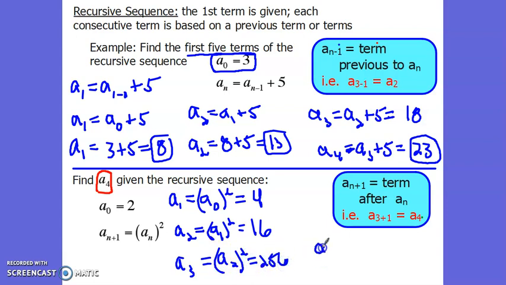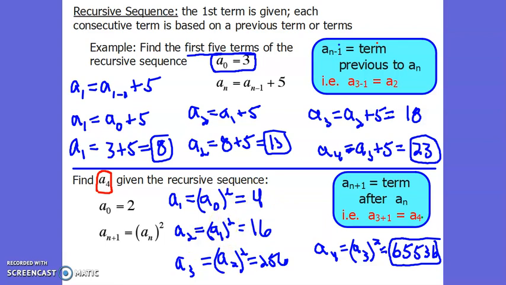And again, if I want to find a sub 4, I need to take the term before it, squared, and I will end up with the slightly larger number. Again, these go big quick sometimes. 65,536. Again, those are recursive sequences. You're working away from one term to the next by plugging in the previous term. So again, a little bit different way of looking at things.